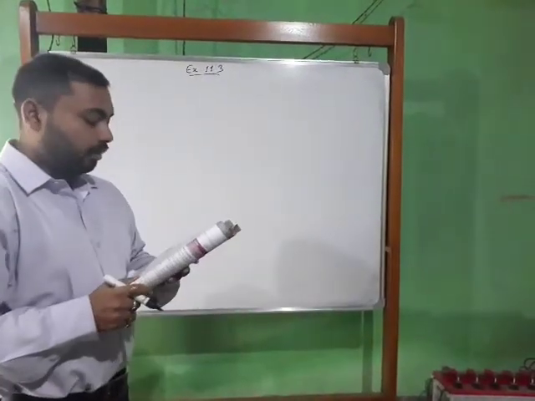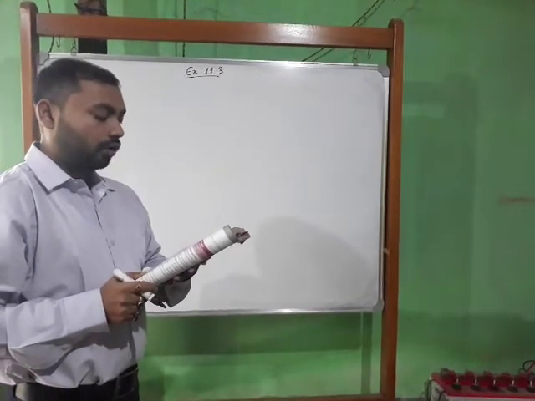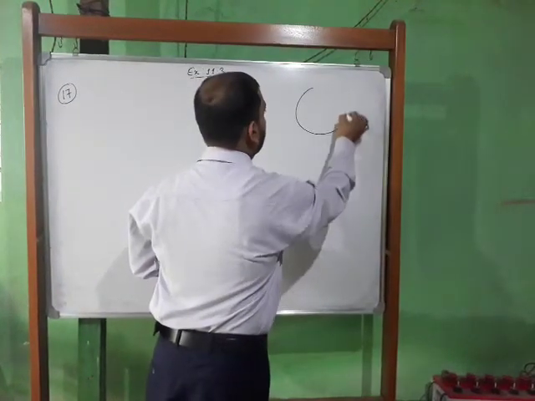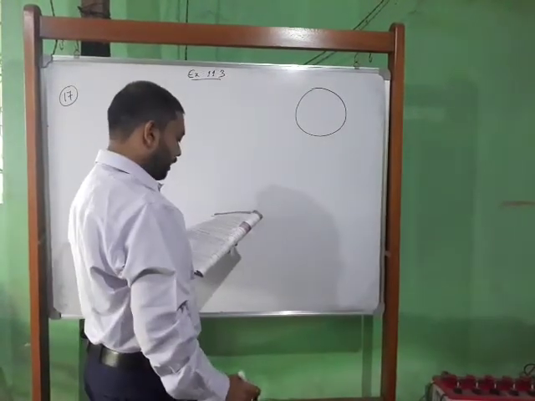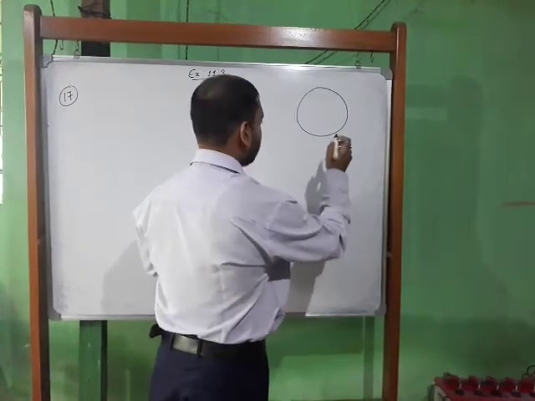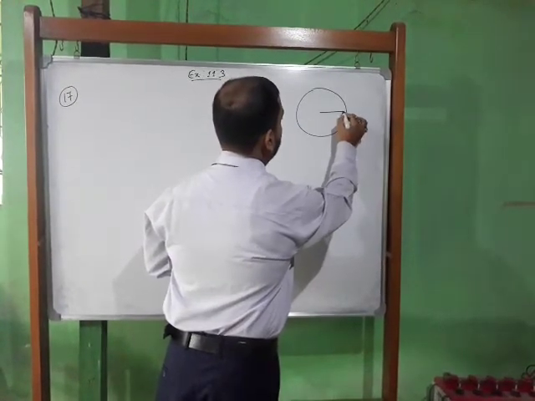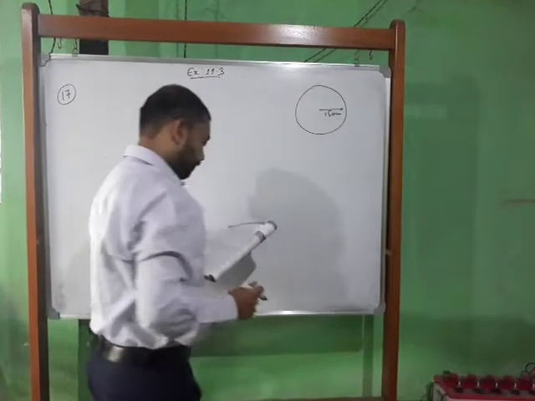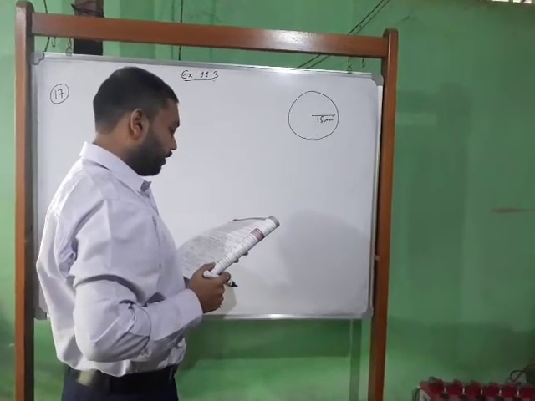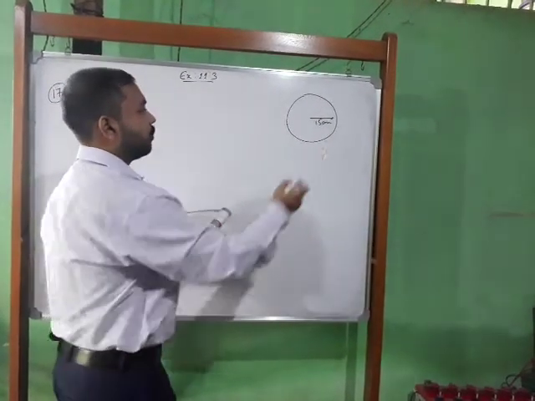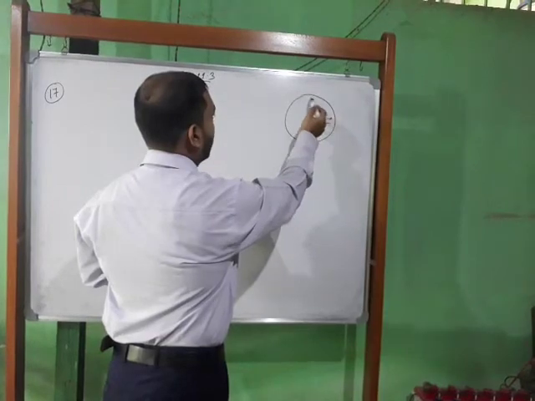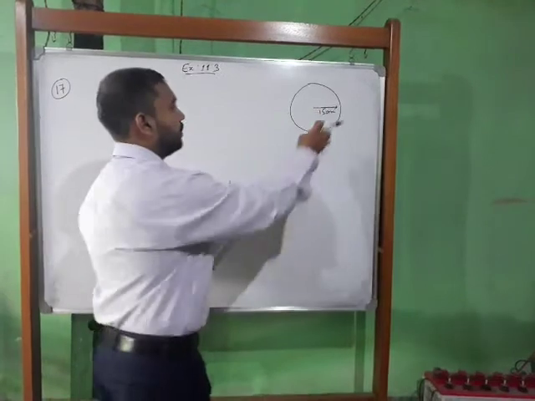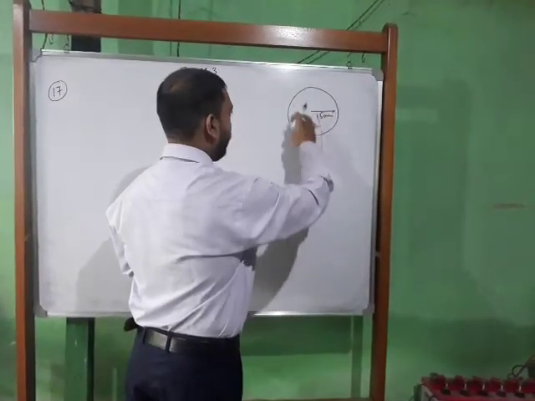So question number 17: the minute hand of a circular clock is 15 centimeter long. So let us draw one circular clock. Suppose this is a circular clock and the minute hand is 15 centimeter. This is the minute hand, which is 15 centimeter. Now how far does the tip of the minute hand move in 1 hour?